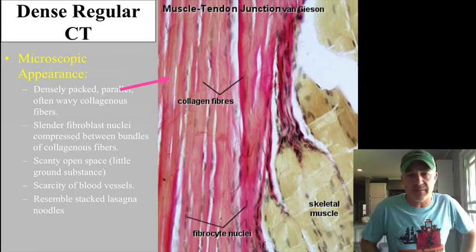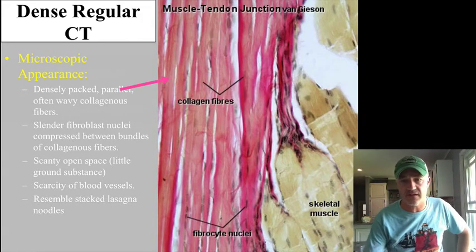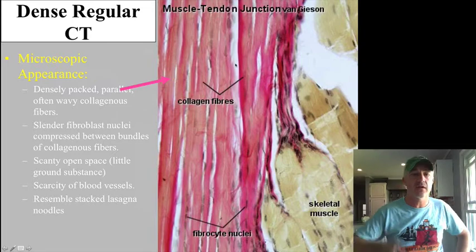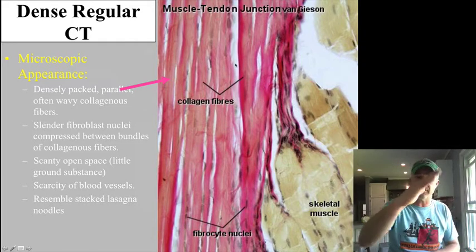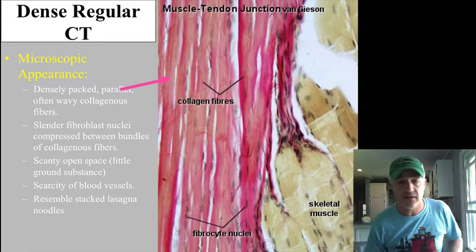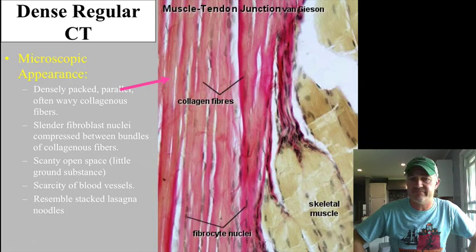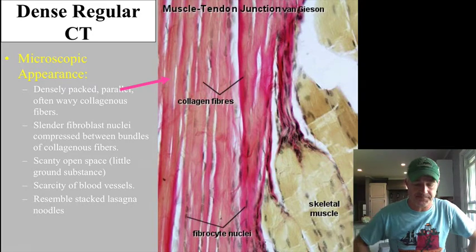You can see some fibroblast nuclei in between these collagen fibers. You see very little ground substance in there. Here are all these fibers, a nucleus right there, a little bit of ground substance in between, but mainly all these fibers running like this. Sometimes there'll be a little fold to them where they look like a stack of lasagna noodles laid on top of one another. Generally very few blood vessels in here.